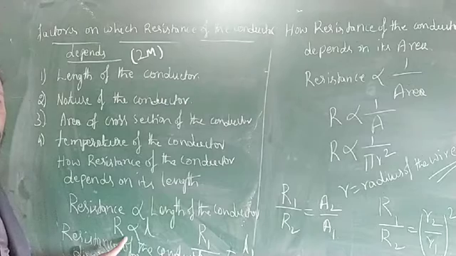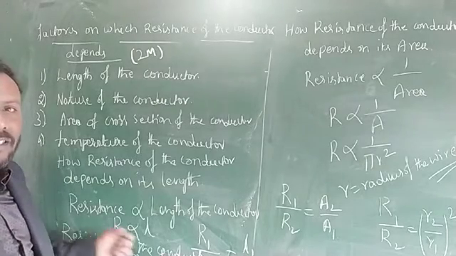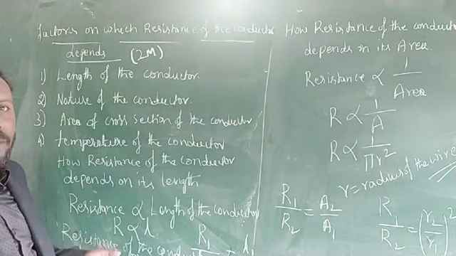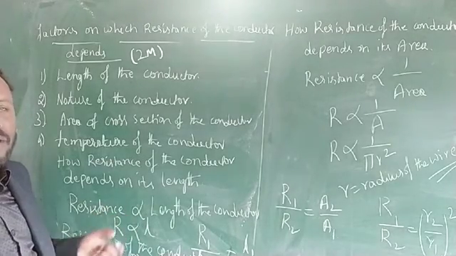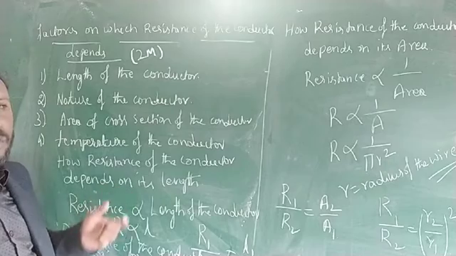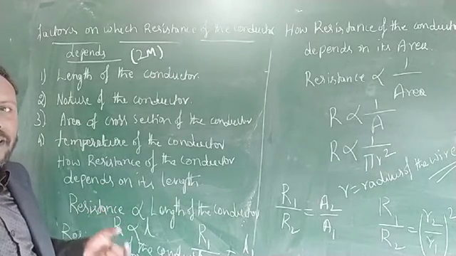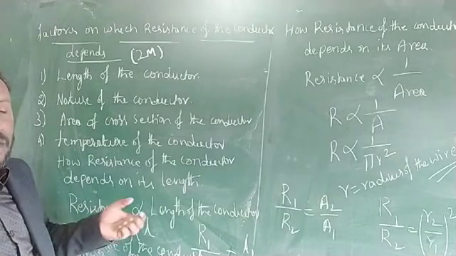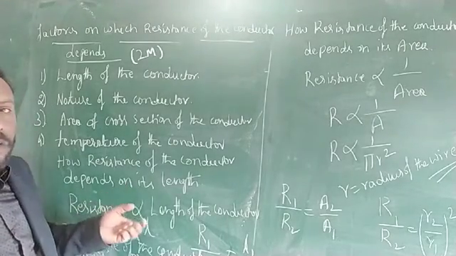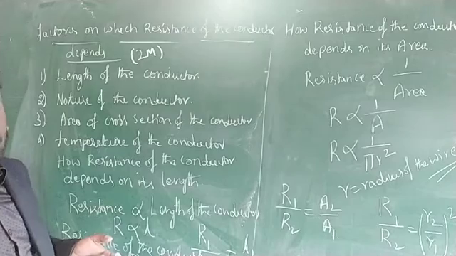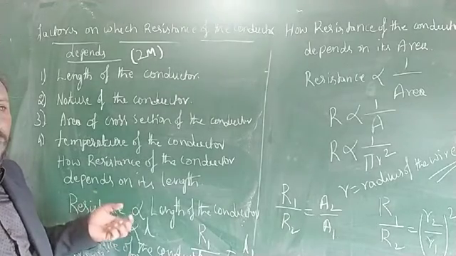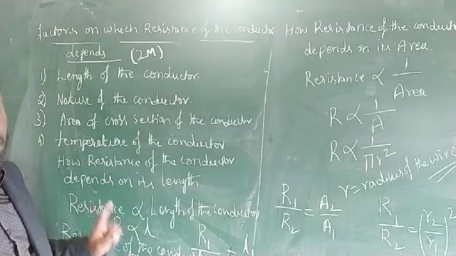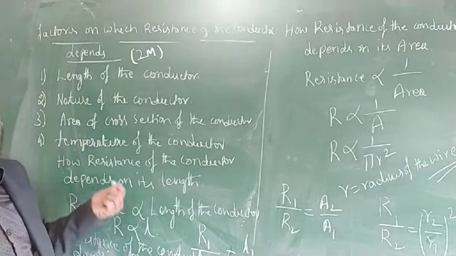Because the electrons or the charged particles in the conductor gain thermal energy, they move in a random manner. At that time, they collide with each other. Therefore, the speed of motion of the charged particles decreases. According to the definition of current, the rate of flow of charges is called current. If the rate of flow of charges decreases, current decreases. If current decreases, resistance also decreases.